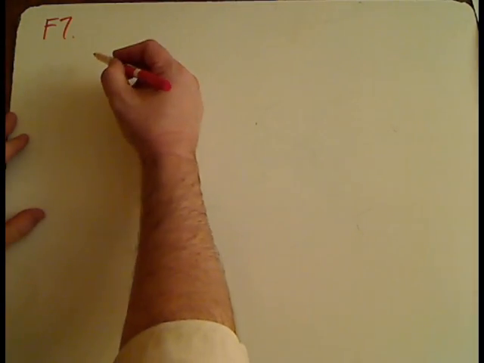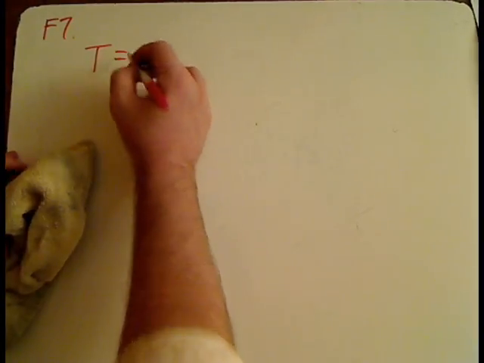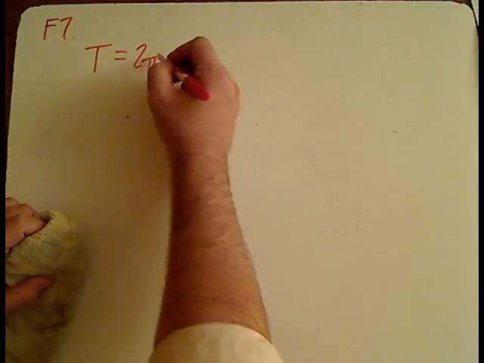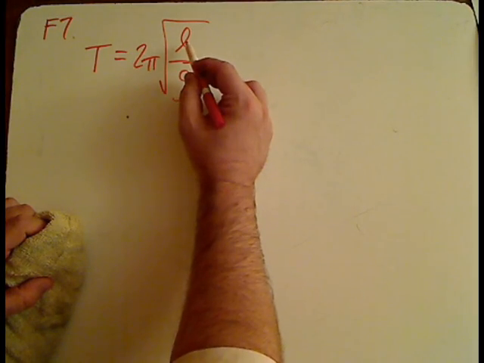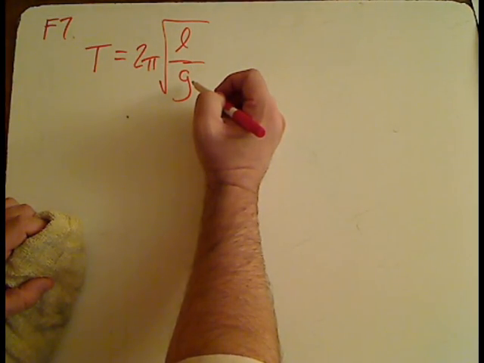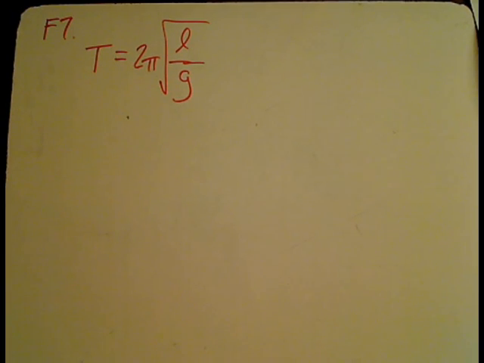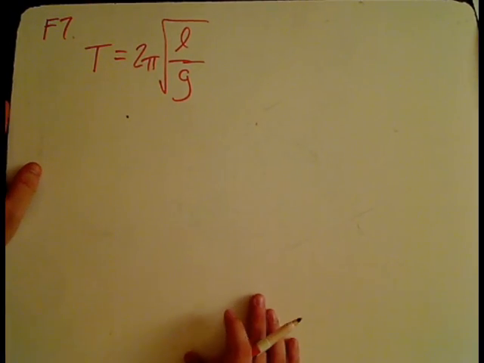All right, well, let's remember the expression for the period of a pendulum. It's 2 pi square root of L over g, where L is the length of the pendulum, and g is the acceleration due to gravity. So that's where the Mars issue is going to come in.